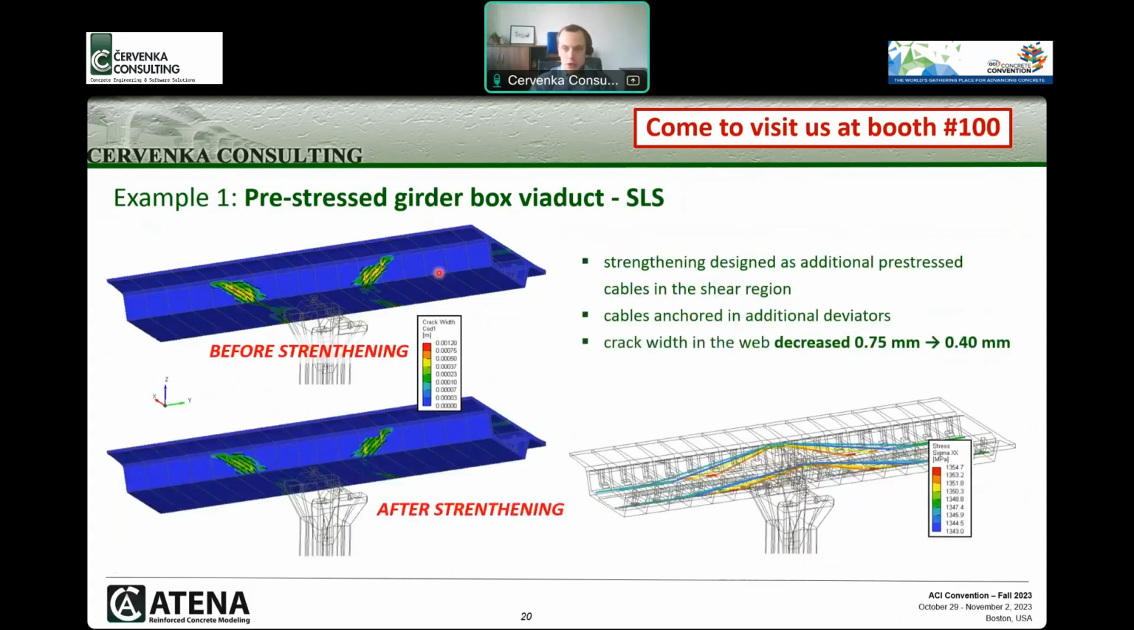Then we also simulated the impact of the additional pre-stressing on the existing crack width. Here you can see the crack width before the strengthening. It was approximately 0.75 millimeters, and after application of the strengthening, you can see that the cracks close and they generally go below 0.4 millimeters. So this was required by the operating authority to check also the serviceability of the structure.